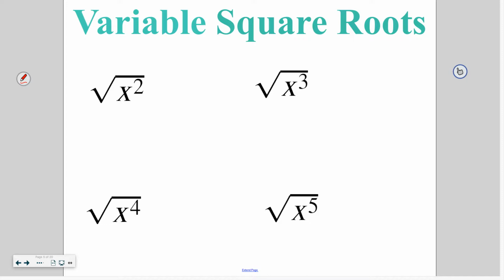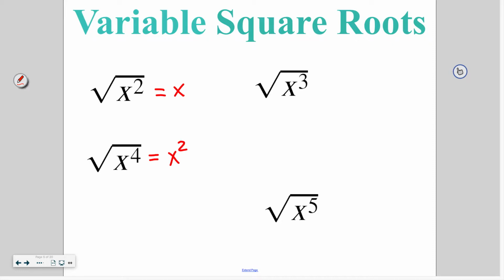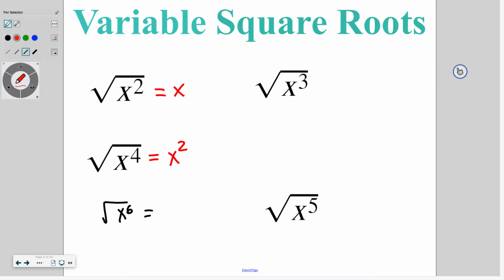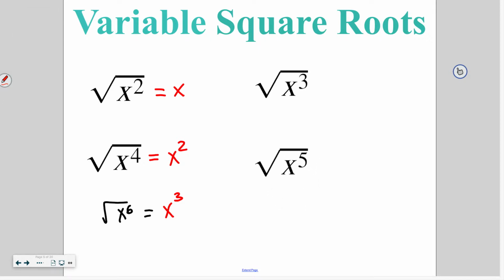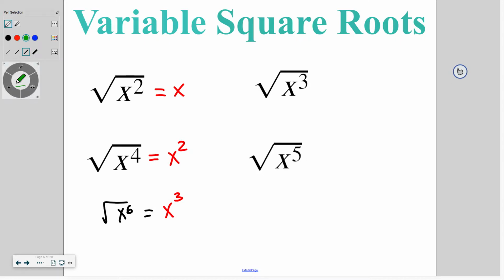Another thing that we need to discuss to help us is variable square roots. So when we take the variable square roots, if it is an even number, you can actually take the square root. So the square root of x squared is x. The square root of x to the fourth is x to the second. The square root of x to the sixth would be x to the third. So if you're taking the square root of a variable, if it's even, you split the exponent in half. If it is an odd number, we're going to use the product property to help us separate it.